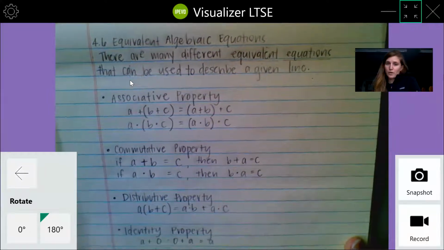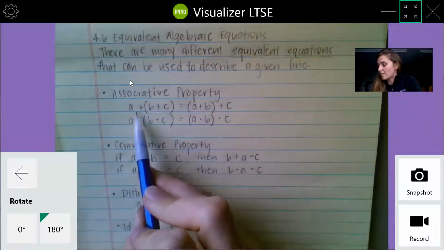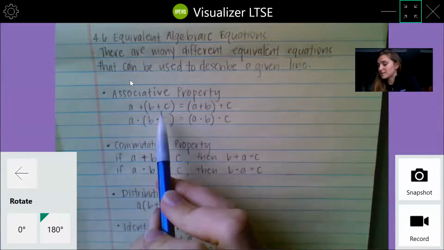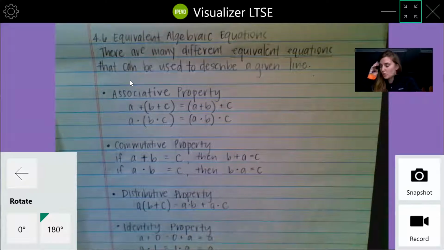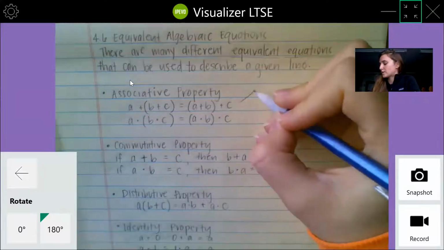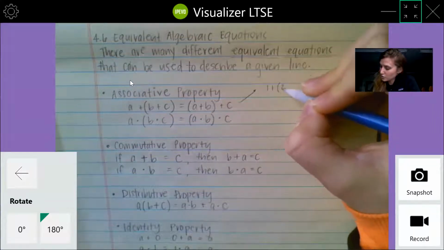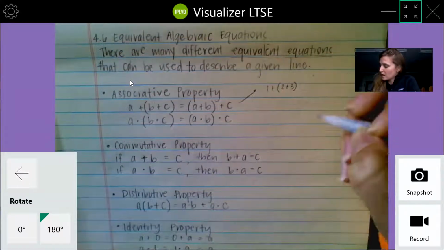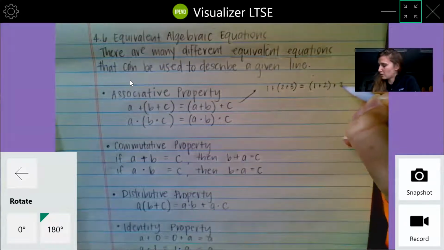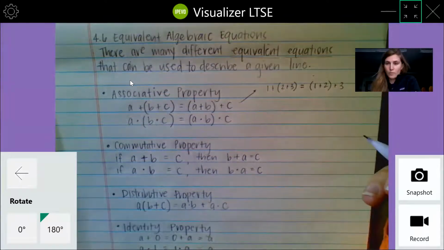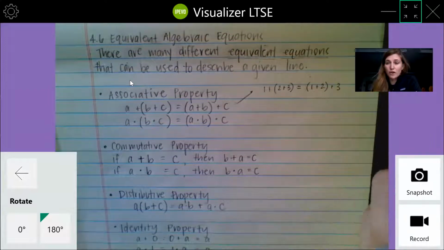So our first property we're going to look at is the associative property. So this says (A plus B) plus C is equal to A plus (B plus C). So let's just take a look at that with some numbers. So let's say we have (1 plus 2) plus 3, and we're saying that that is equal to 1 plus (2 plus 3). So from order of operations, we know we have to do whatever's in the parentheses first.